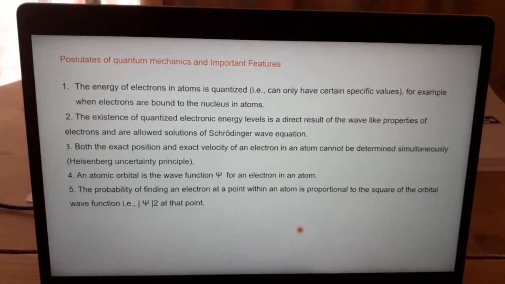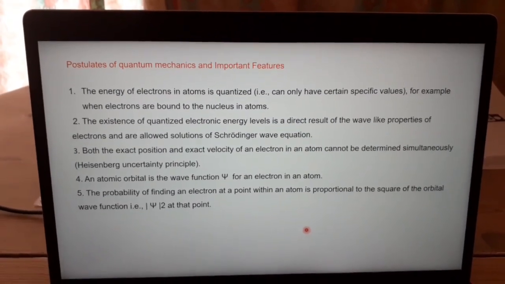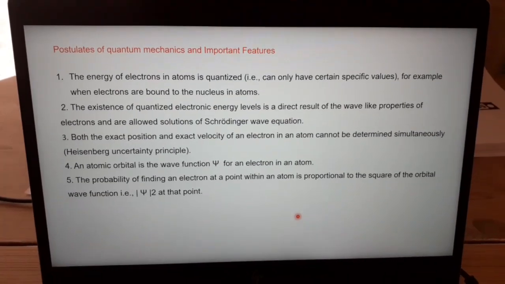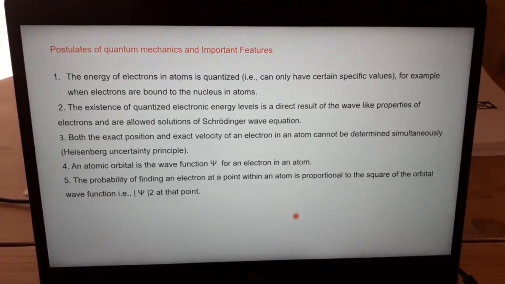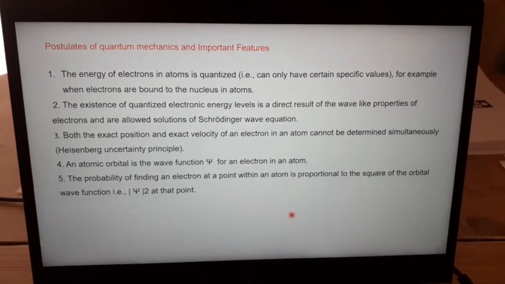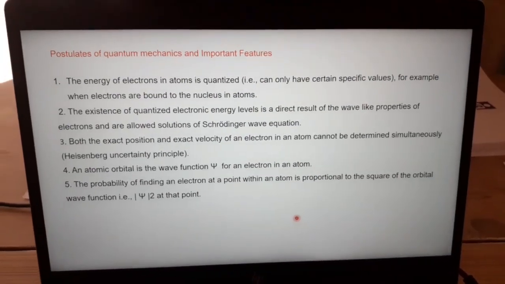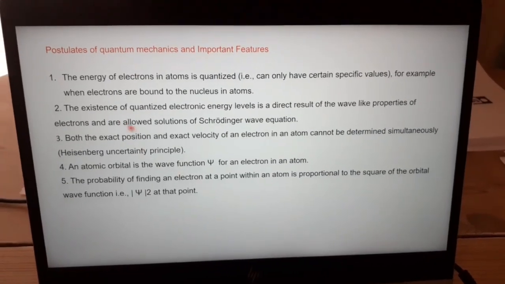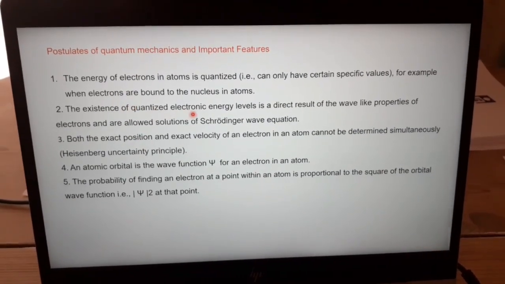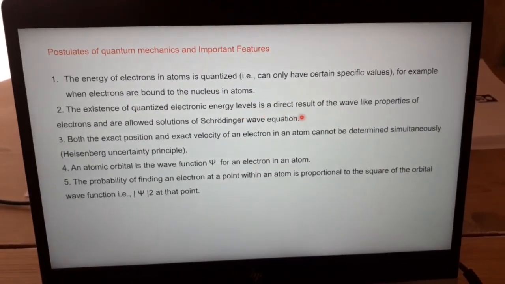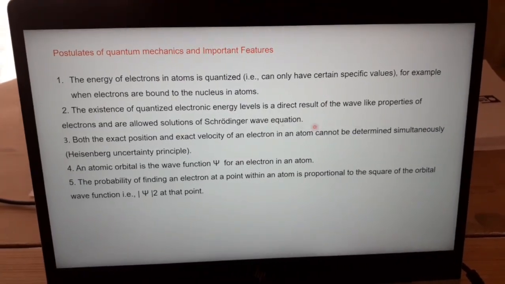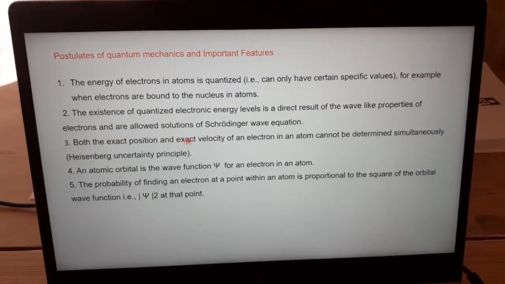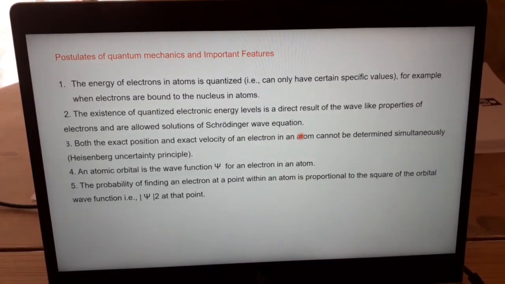So next come the postulates of quantum mechanics and the important features. The energy of the electrons in the atom is quantized exactly. Quantized means exactly fixed, right? And the second point says the existence of the quantized electronic energy levels is a direct result of the wave-like property of the electron and allows the solution of the Schrödinger wave equation.